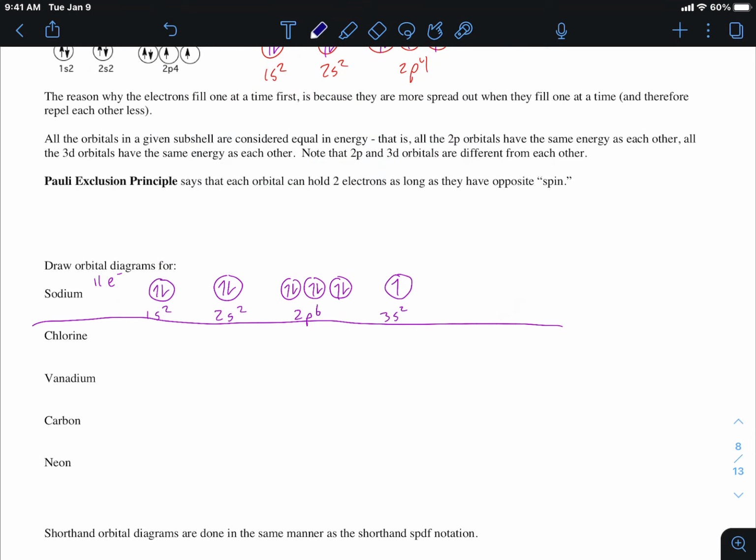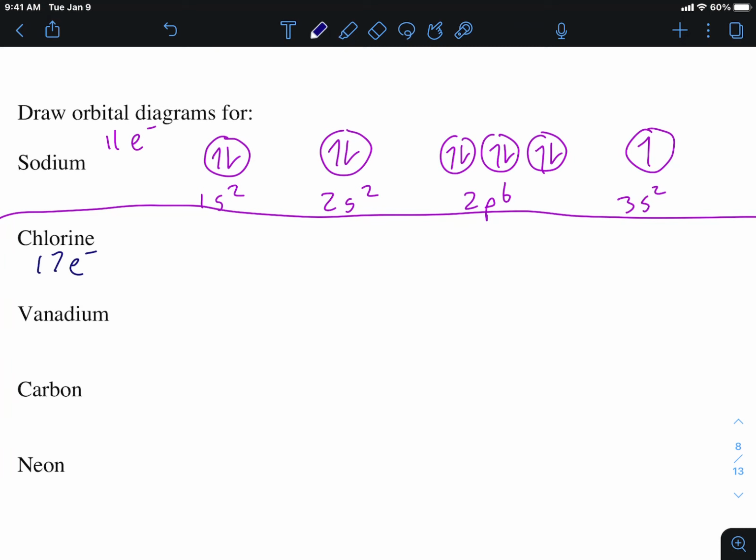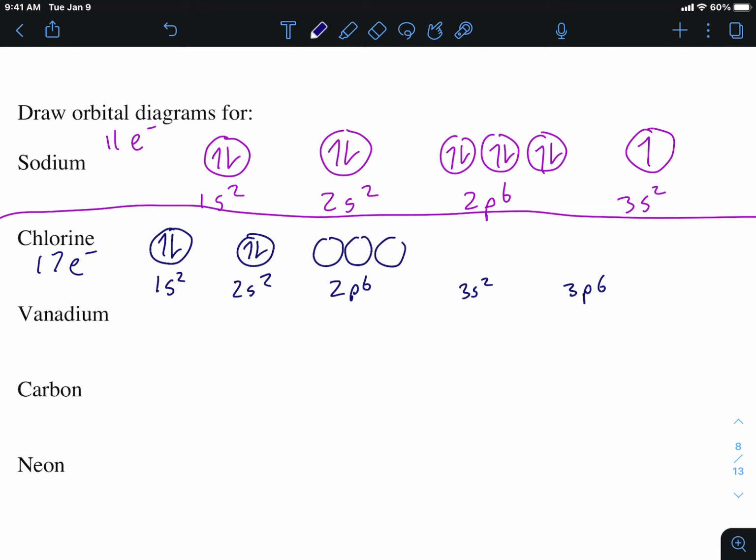Okay, so let's see what chlorine would look like. Chlorine has 17 electrons. So 1s2, 2s2, 2p6, 3s2, 3p6. Okay, first orbital, 1 up, 1 down. Second sublevel, 1 up, 1 down. Third sublevel with 3 orbitals, up, up, up, down, down, down.